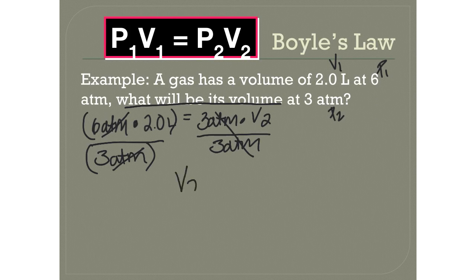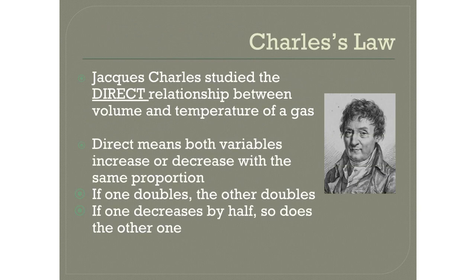Then we're going to take our calculators and we're going to plug and chug. 6 times 2, which is 12, divided by 3, which is going to give us 4. And then our unit is L because it is a volume and we were originally given liters.